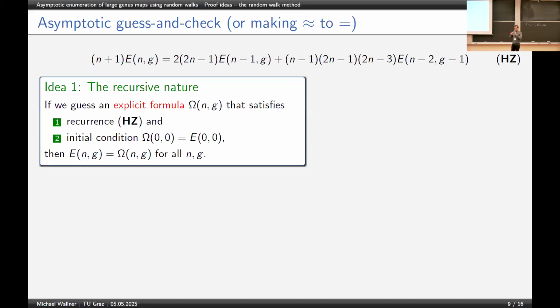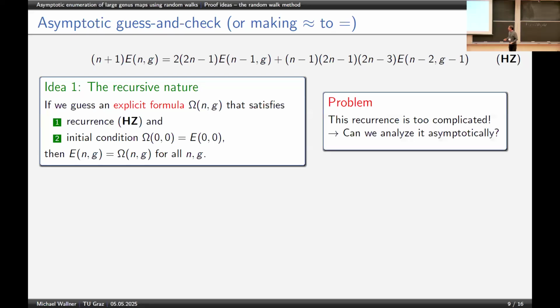Now the basic idea, this is just the start of it. We use, of course, the recursive nature of the problem, okay? So really basics, if you would be able to guess an explicit formula omega ng, something like this, how would we be able to prove it? Well, we would need to show that omega ng satisfies my recurrence and the initial condition, which is just 0, 0, is the same as E0, 0, which would be just 1, then of course they are the same, right? But this is here, of course, not possible. It's a bit too complicated.